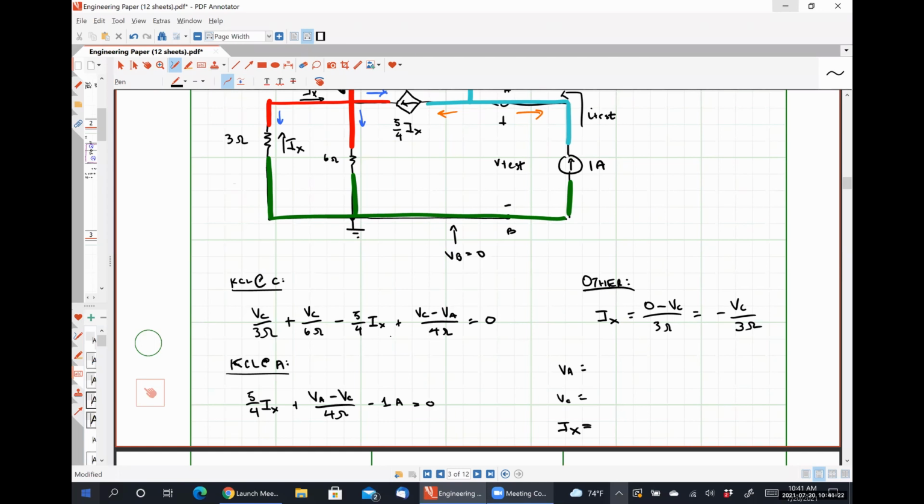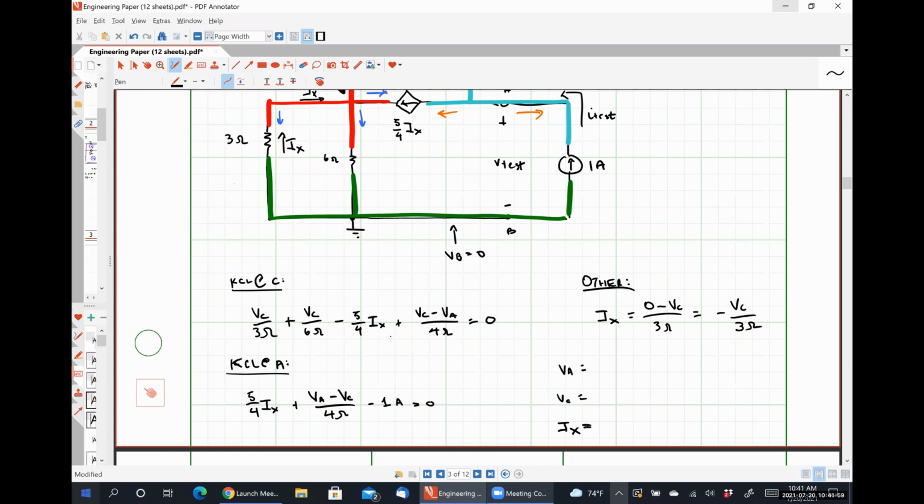For my second equation, my coefficient for VA is +1/4. My coefficient for VC is -1/4. My coefficient for IX is 5/4. And my constant term will be +1. In my last equation here, my coefficient for VA is 0. My coefficient for VC is +1/3. And my coefficient for IX is +1. My constant term is 0.